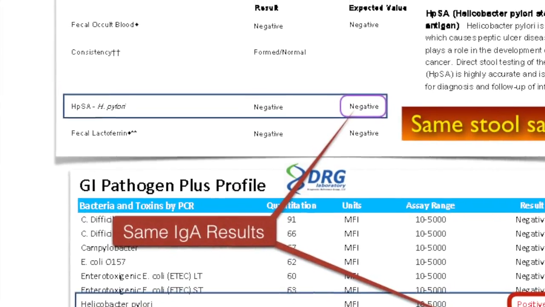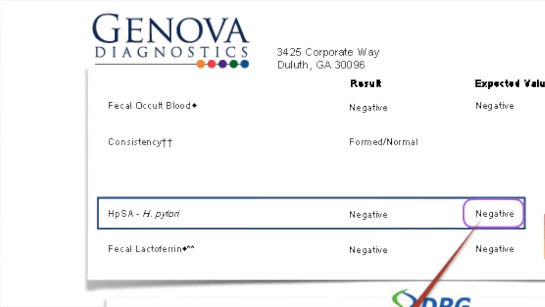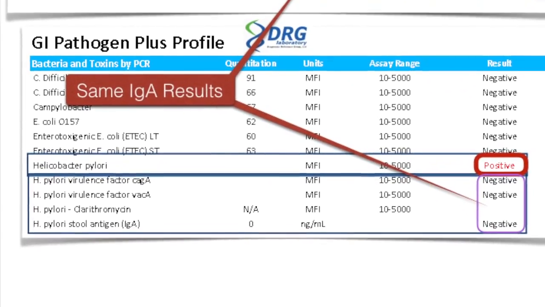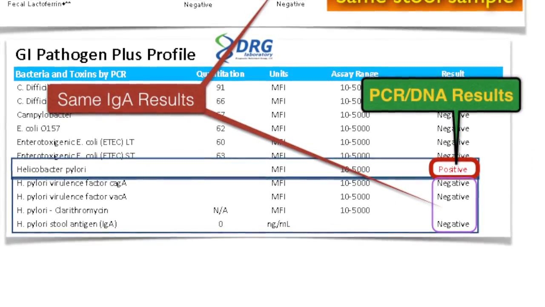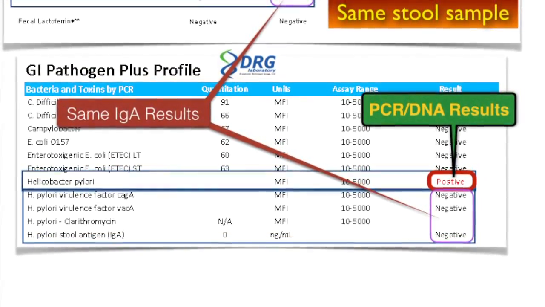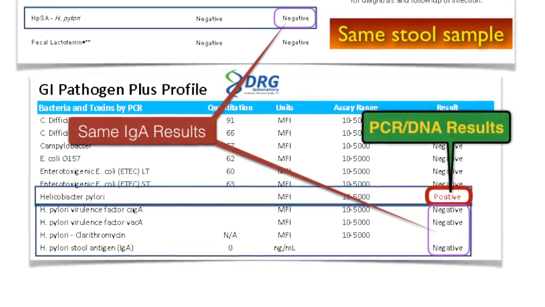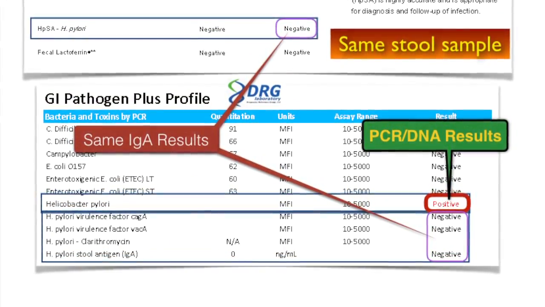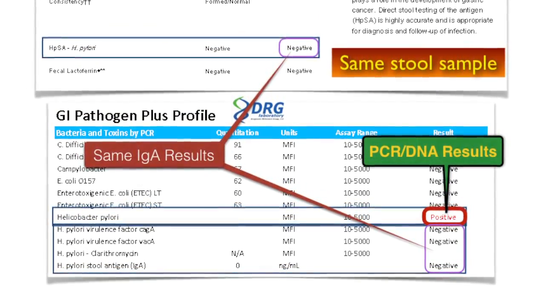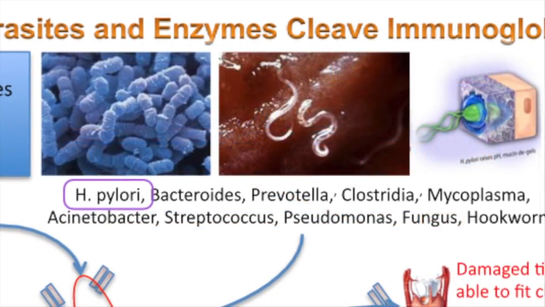The elimination of PCR testing virtually eliminating the finding of H. pylori. Fortunately, DRG Labs is now doing PCR testing to replace what Genova eliminated. As you can see in these test results from the same stool sample, H. pylori IgA testing is negative, while PCR testing from the DRG Labs is positive. How can that be? The answer is really quite simple.